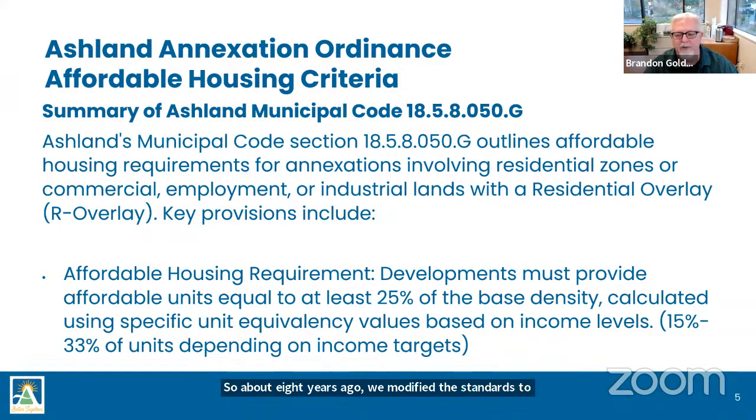If you are providing units at 60% of the area median income, 15% of the base density would be adequate. If you're targeting higher income levels, 120%, you're looking at 33% of the units being affordable. So this does largely fall in line with what the UGB expansion rules are in terms of 30% of the units being affordable.